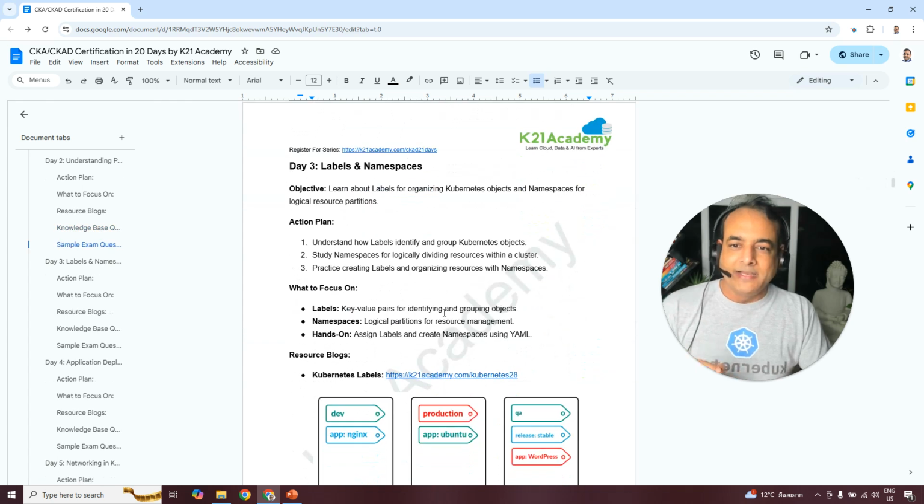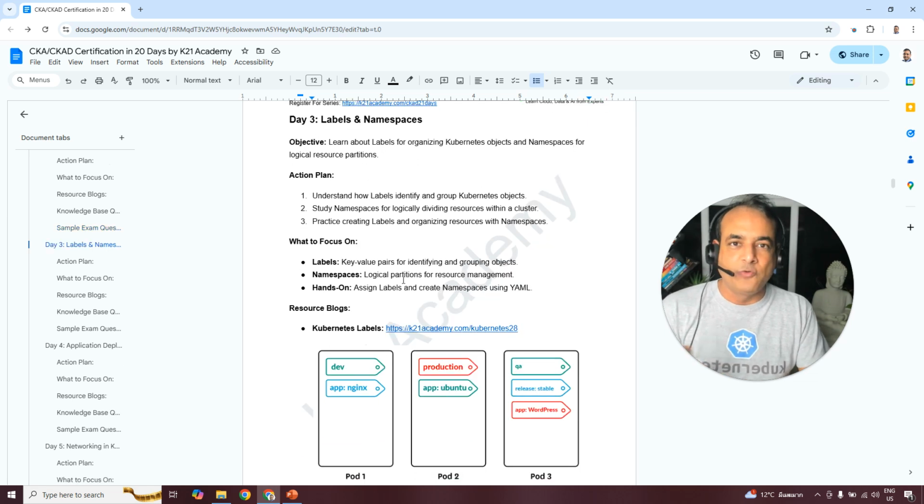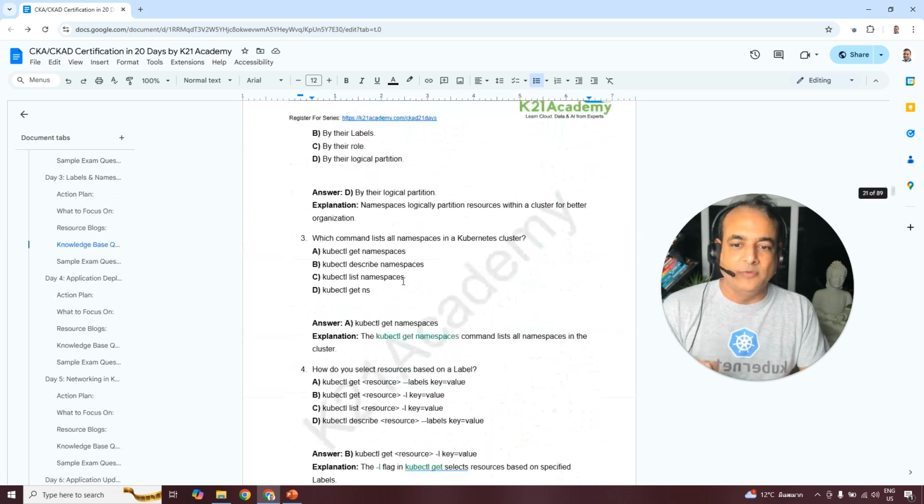Then day three is all going to be about labels and namespaces, where labels is a key value pair for grouping your objects and allocating resources. And then namespace is where you have the partitioning of the Kubernetes cluster. You can partition into a test, dev, or prod environment within one Kubernetes cluster, or you can do it based on application. So that logical partitioning of the Kubernetes cluster, we'll be talking about with namespaces.